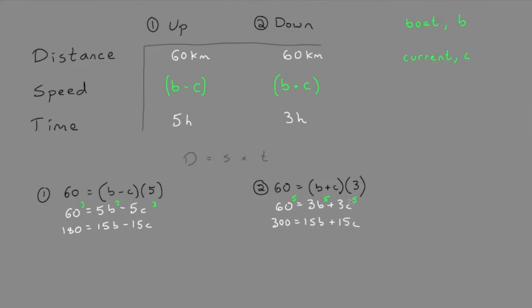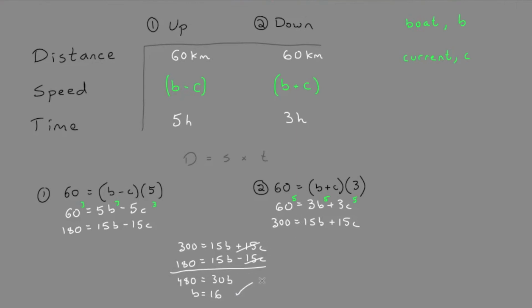Now we'll line them up and use elimination. And we'll add the two. Adding them, we'll get 480 equals 30B. And you can see the reason we added them is 15C plus negative 15C cancels. So we get B equals 16.